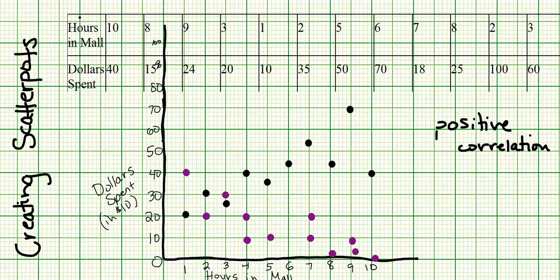And the amount of time that you spent in the mall, actually you spent less money. So these seem to be going down and trending downward. The purple would be said to have a negative correlation. There is no real connection, or in this case, the amount of time that you spend in a mall actually decreases the amount of money that you spend.